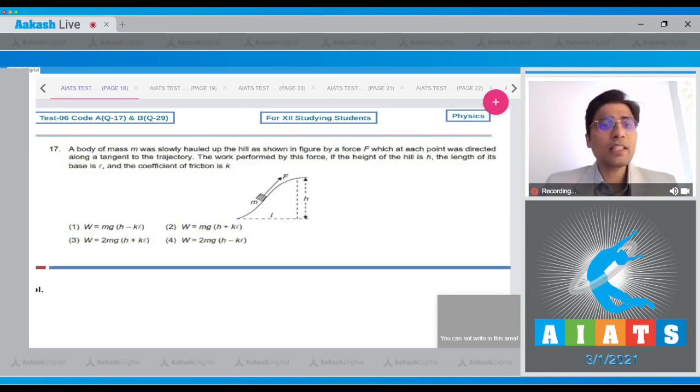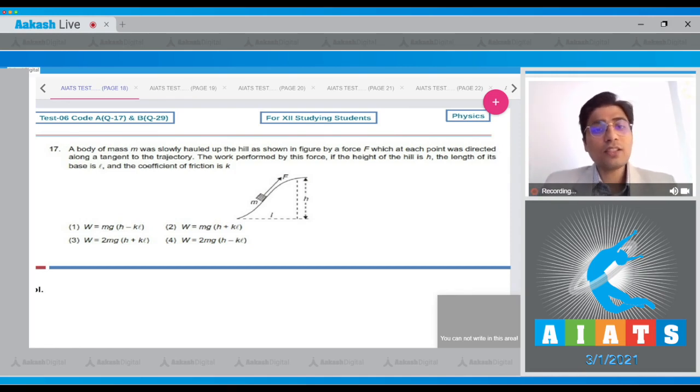In this question, a body of mass m is slowly hauled up the hill as shown in the figure, such that at each point F is directed along the tangent to the trajectory. The work done by the force is to be calculated if the height of the hill is h, the length of its base is l, and the coefficient of friction is k.